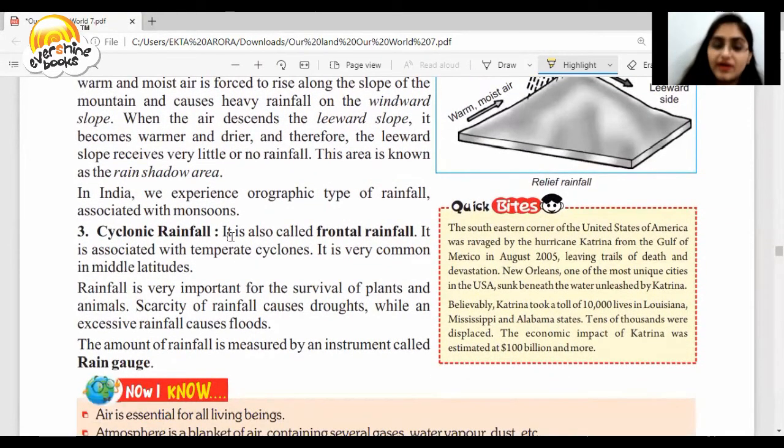Now, what is cyclonic rainfall? It is a frontal rainfall. It is associated with temperate cyclones. It is very common in the middle latitudes. It's very important for the survival of plants.